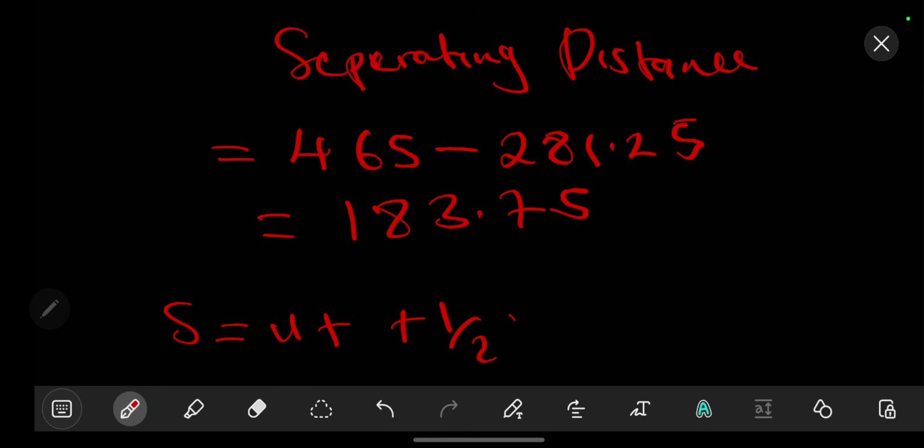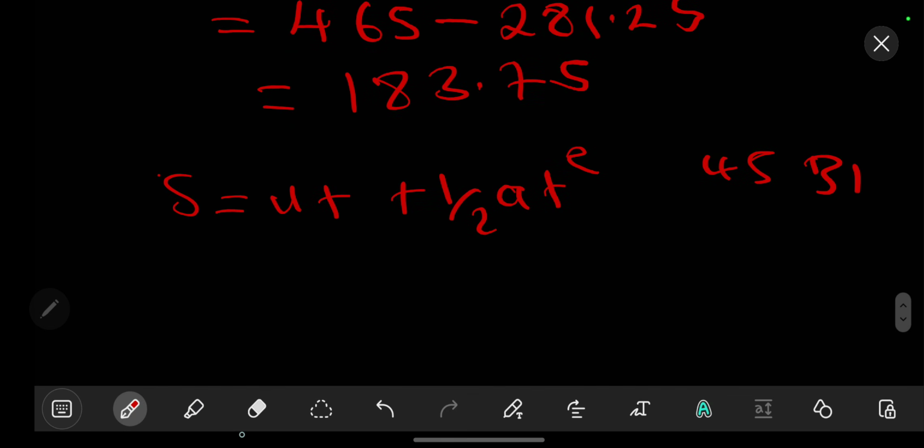plus half at squared. Since we want the time, now remember, both of them are constant. One is 45, one is 31. So meaning to say the acceleration is 0. So none of them is increasing.